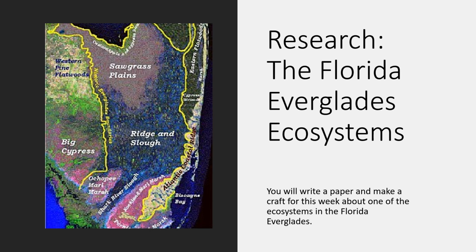Hello. This week you're going to do some research about the Florida Everglades ecosystems. We have been reading the book, The Missing Gator of Gumbo Limbo, that occurs in the Florida Everglades. So you're going to pick one of the areas that you've listened to in the book, and you're going to write a paper and make some sort of craft.